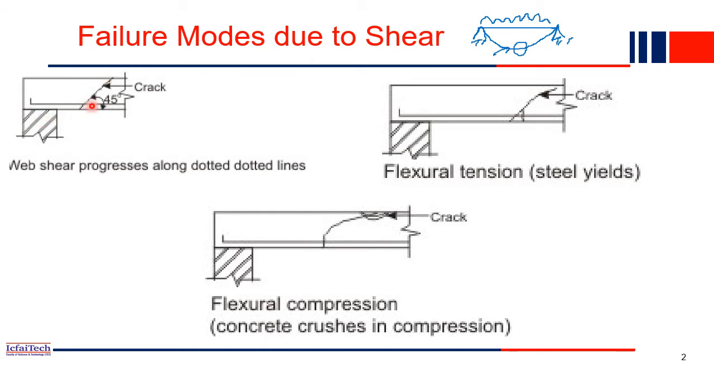So shear failure always occurs near the support, at an angle of about 45 degrees. The shear failure progresses along the dotted line, and along this line the failure normally happens.